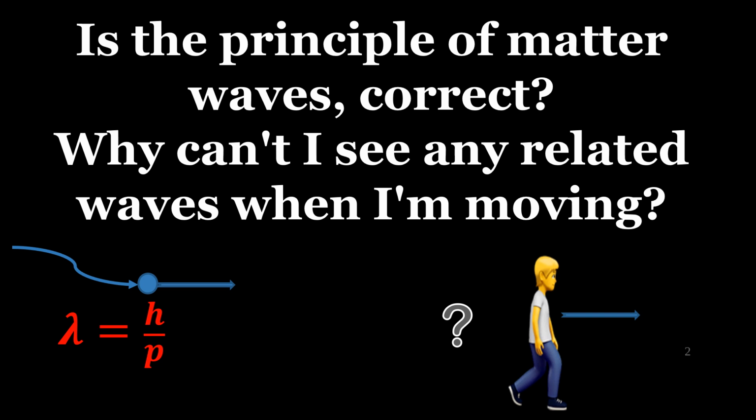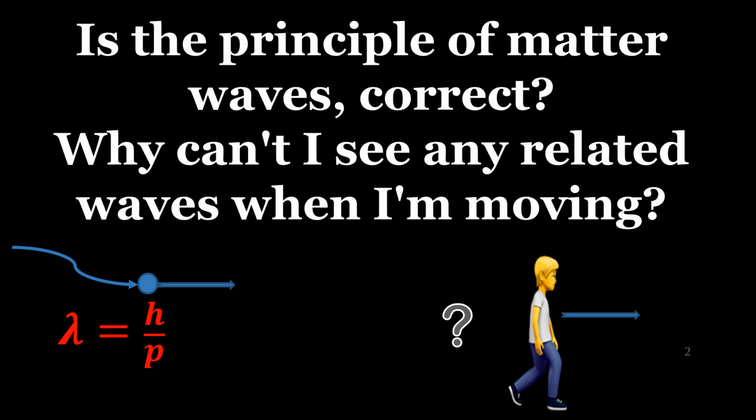So according to de Broglie, if a particle is in motion, a wave is associated with it. According to classical theory, a human is also a particle. If, for example, I am moving with velocity v, I can't observe any kind of waves. Why? Is the theory wrong, or is my understanding of the matter wave concept wrong?